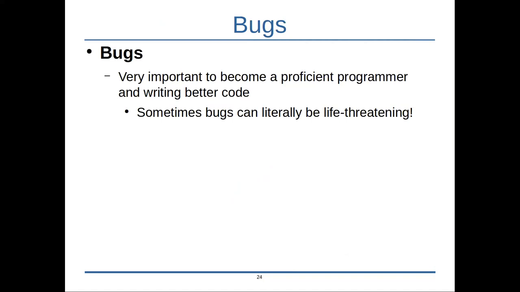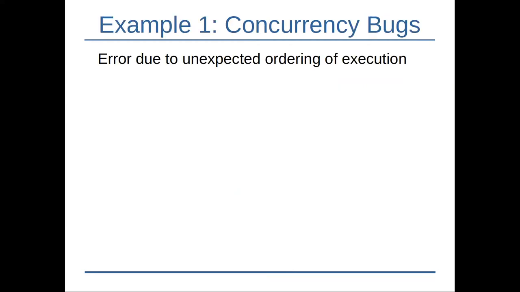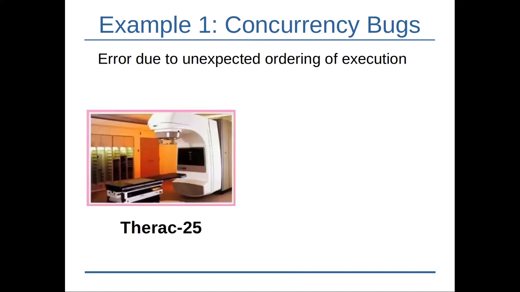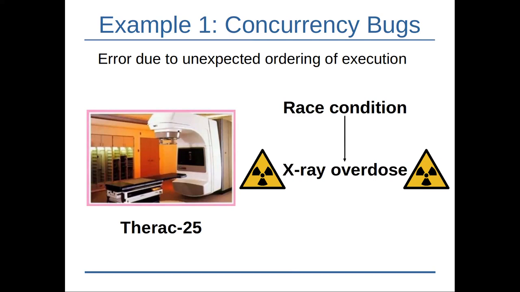Sometimes bugs can be really life-threatening. Let's take a look at two examples. The first is a concurrency bug, which is again related to the operating system, when you have an error due to an unexpected order of execution. There was the Therac-25 machine, right? Because of a race condition, there were X-ray overdoses in patients, and that eventually caused deaths. So that's one example, of OS-related bugs, something that we learn in operating systems, where not properly writing the code caused these issues.